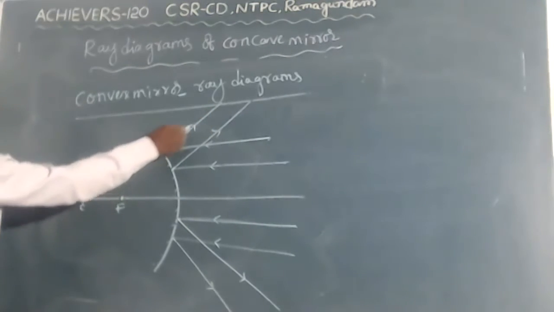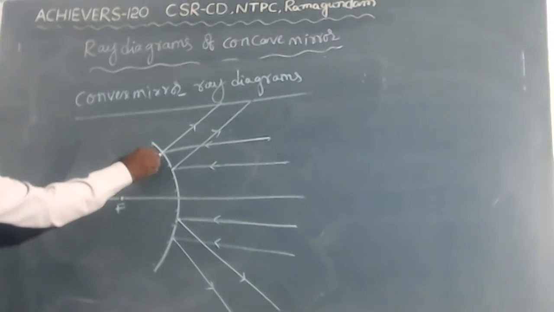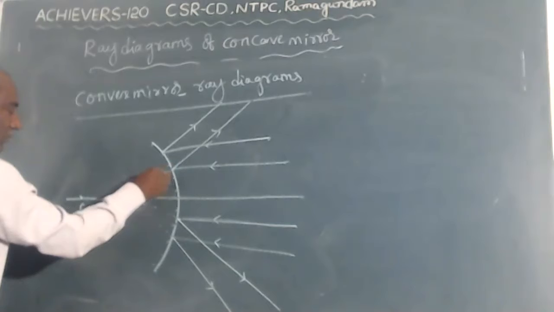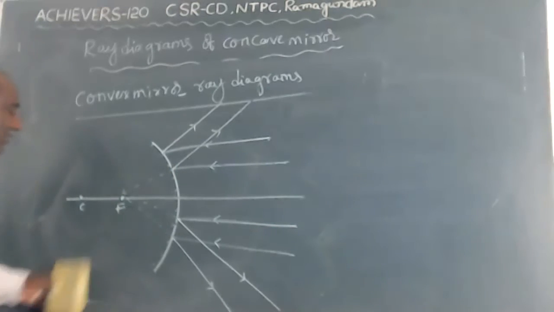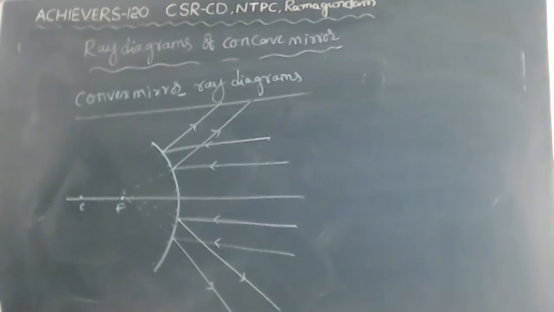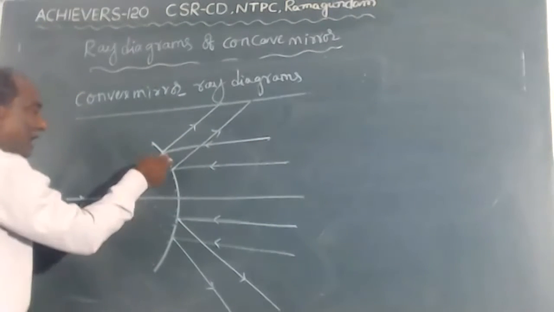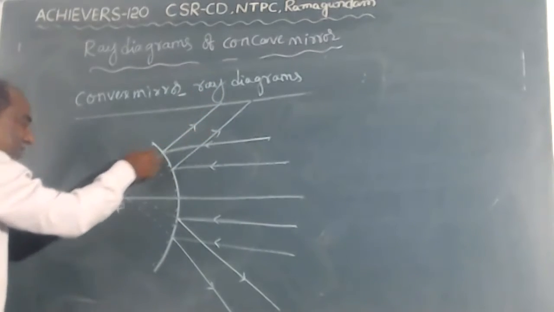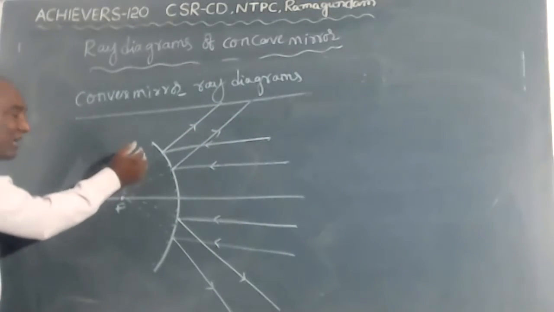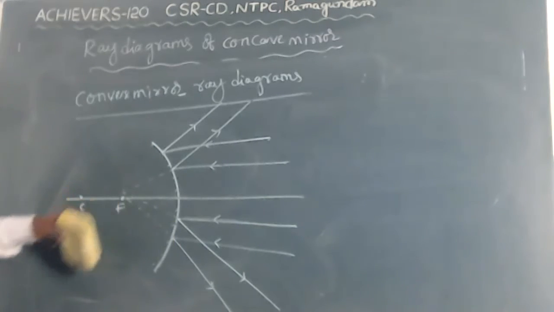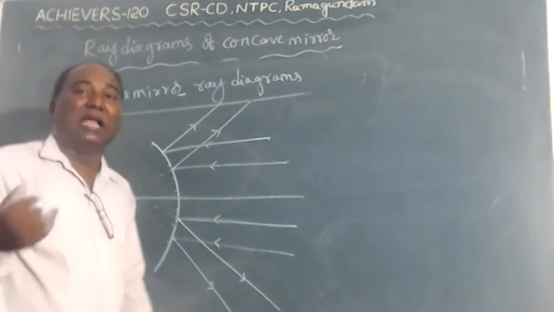Just extend all the reflected rays. Now we have the reflected rays, all these reflected rays. All the reflected rays converge at the focus. Try to draw the normal of the convex mirror. All the parallel rays striking the convex surface get diverged, and these diverged rays extended inside completely intersect at the point of focus. All the reflected rays intersect at the point of focus. Now try to draw the normal for this.